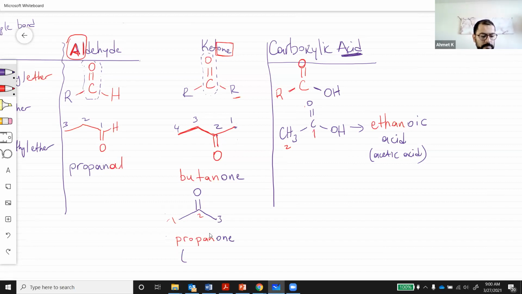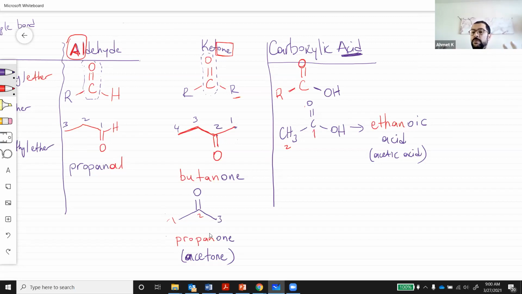You can actually buy this at the grocery. This is acetone, right? They use that for nail polish removal, to clean your nails, if you have nail polish.